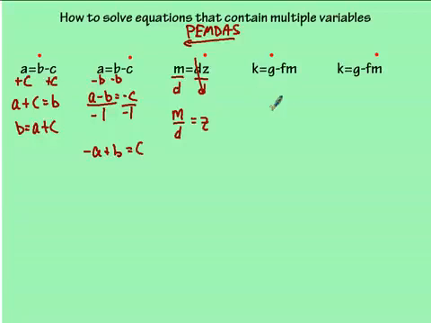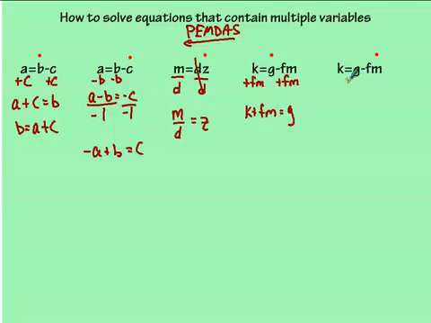In example number 4, we have k is equal to g minus fm. You have to think of f times m as one thing. So we're taking g and we're subtracting this one thing, the product of f and m. If we're subtracting it, how do you get rid of it? If you're solving, you're going to add it to both sides. So we're going to add an fm to both sides. All right, so now we have k plus fm is equal to g, and we're done.